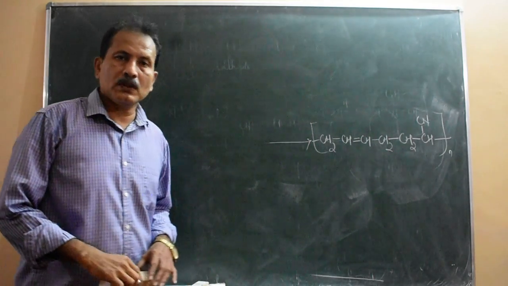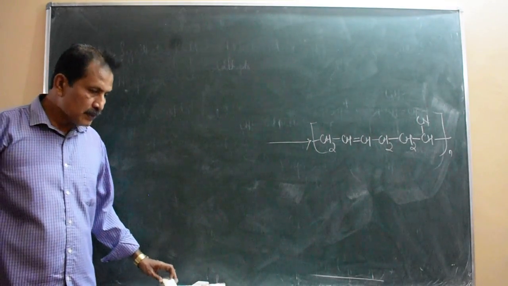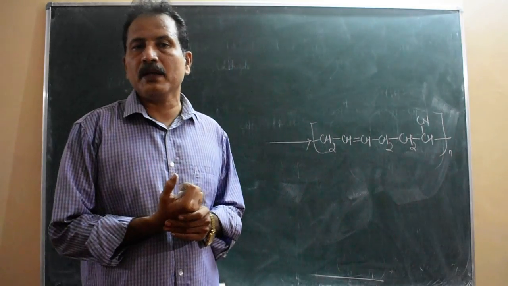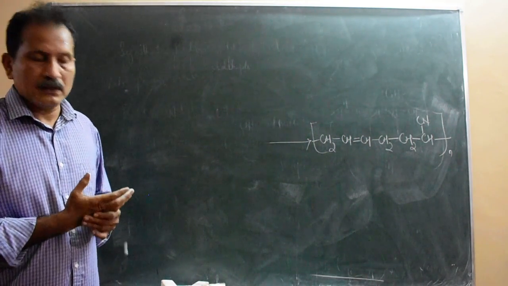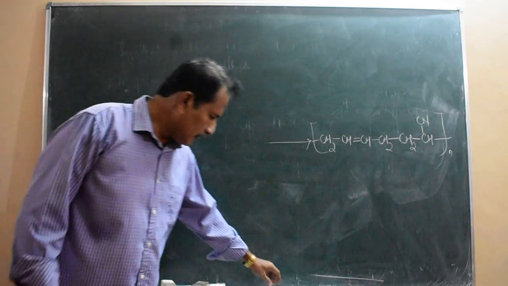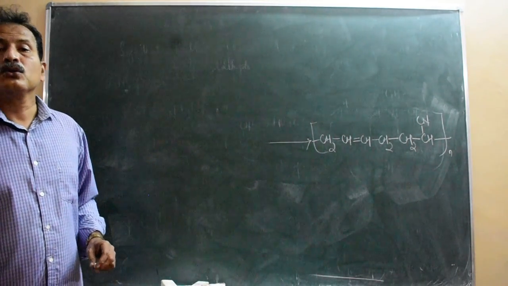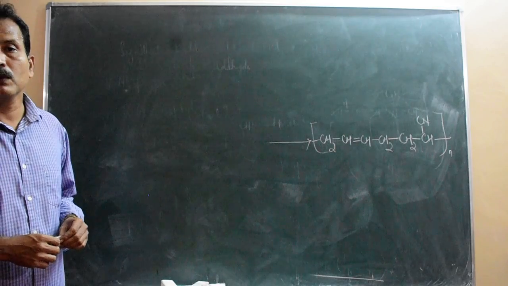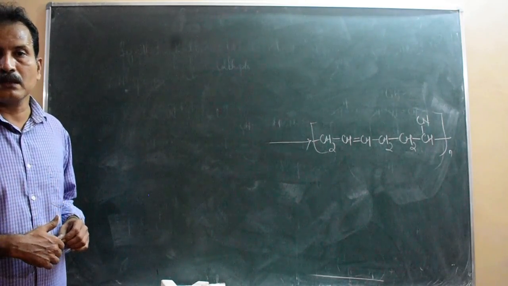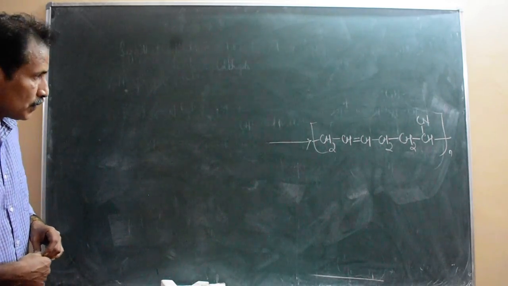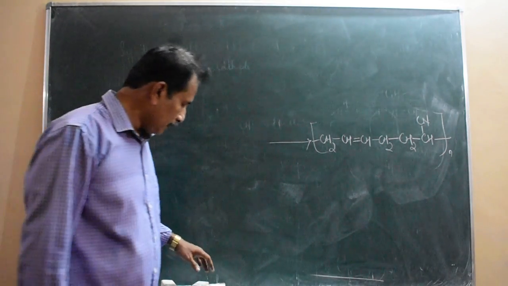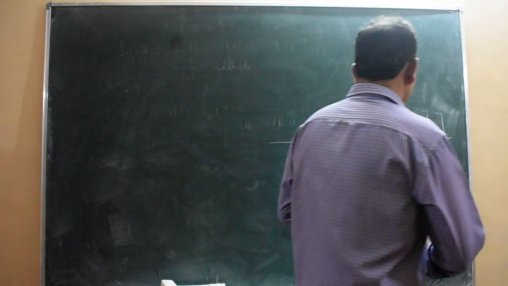So what is natural rubber now? Natural rubber is isoprene or polyisoprene. Chemically, it is 2-methyl-1,3-butadiene. Then we have synthetic rubbers. First one is neoprene. It is 2-chloro-1,3-butadiene, or polyneoprene. Then we have Buna-N.